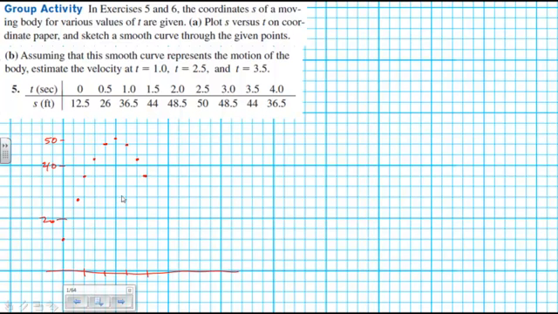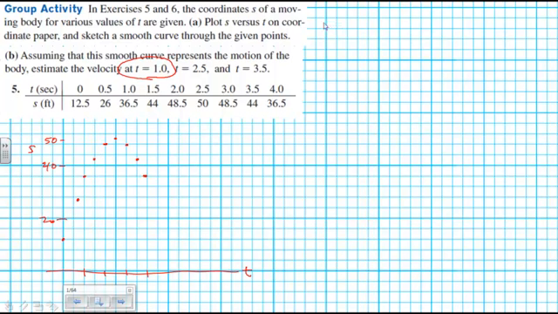Okay, so there's our plot of t versus s, and we should probably label this axis as t, and this axis as s. All right, now assuming that there's a smooth curve here, can we get an estimate of the velocity at time equal 1? Well, here's time equal 1, and we could draw a tangent line through this point.